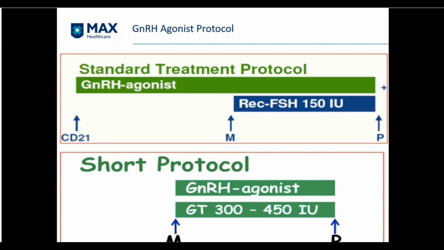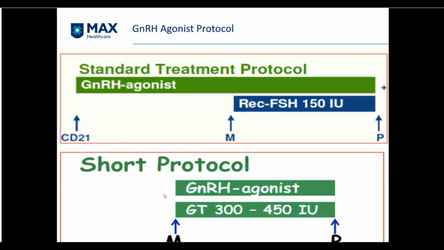Maybe we reduce the dose once the patient gets the period, and on day 2 or day 3 we start the gonadotrophins. Individualized protocols are to be followed, and the dose is chosen based on all the factors I mentioned earlier. Once the follicle reaches 18 to 20 millimeters, we give the trigger and do the retrieval 35 to 36 hours after the trigger shot.